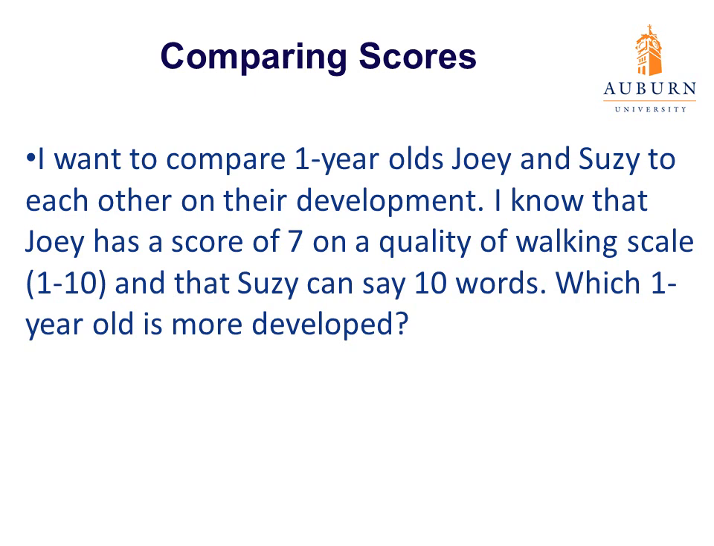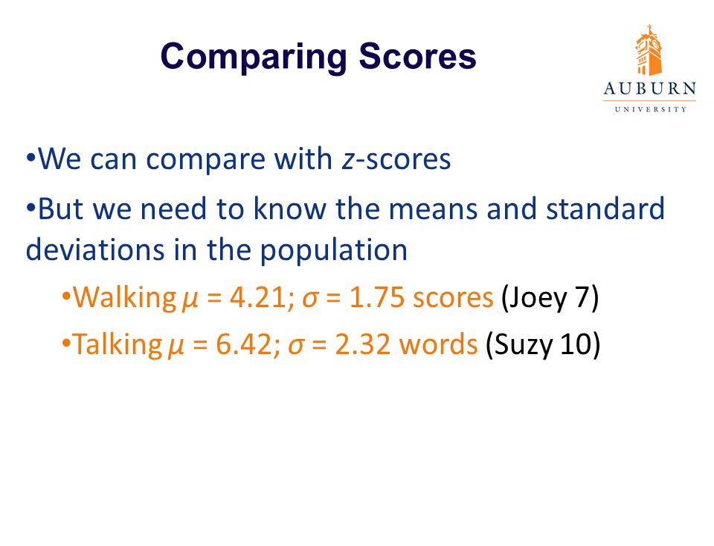Now, given the information in this scenario, there's not much we can say, because the two measurements are on different units of measure. We have a scale of 1 to 10, and we have a count of the number of words. So they're not directly comparable. But if we have some means and some standard deviations, then we can convert this information to z-scores, make that comparison, and determine which of these two children is more developed. So again, if we know the means and the standard deviations in the populations, then we can compare with z-scores.